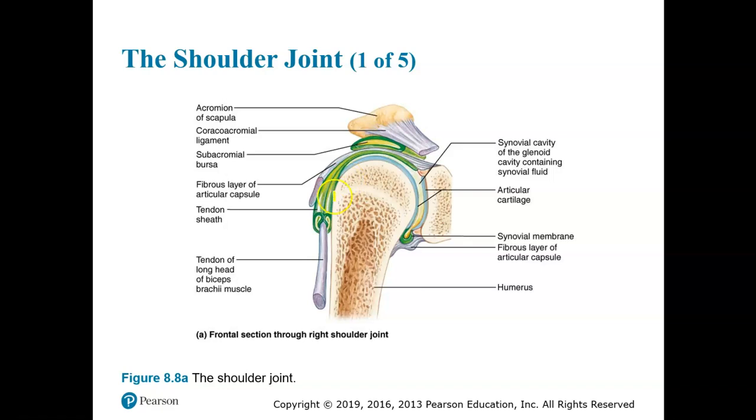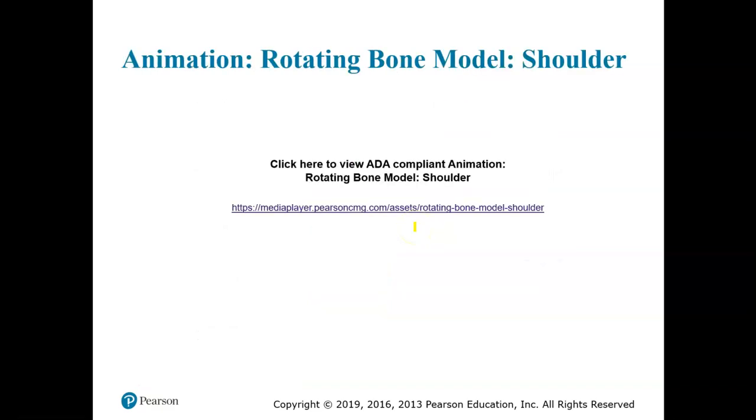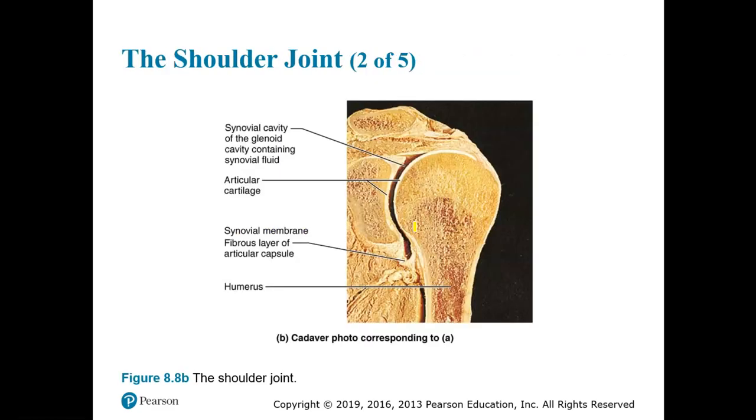But this is the head of the humerus, and it's fitting into the scapula, and this depression that it fits into is called the glenoid cavity. And the animation is on slide number 12 in set B, and I would recommend that you watch it because it helps you understand it a lot better. This image is from a cadaver. So there is the head of the humerus, and here is the glenoid cavity of the scapula that it fits into.